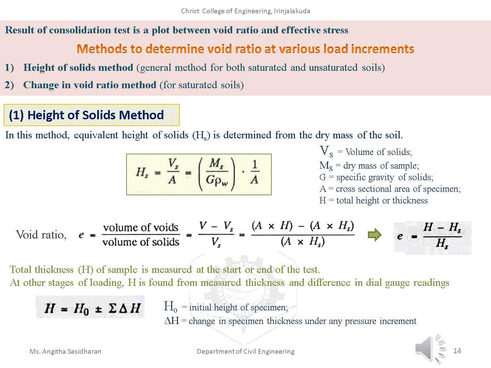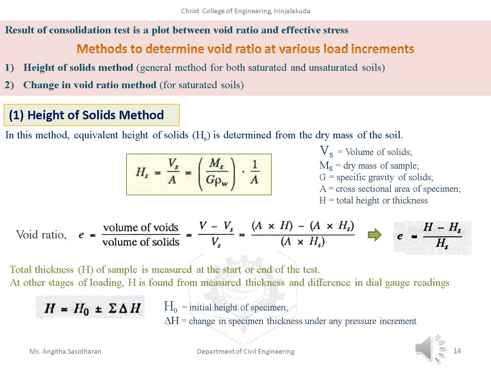Then again, what is void ratio? Void ratio is equal to volume of voids divided by volume of solids. Volume of voids is total volume minus the volume of solids, divided by volume of solids. If you write V in terms of area times H, you will get an expression for void ratio: (H minus HS) divided by HS.